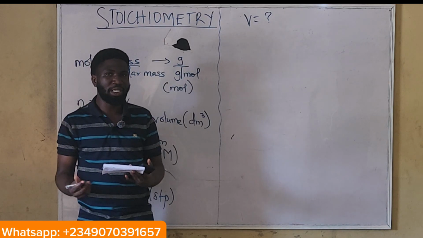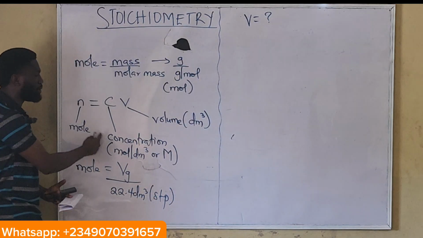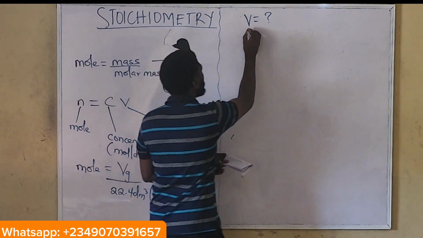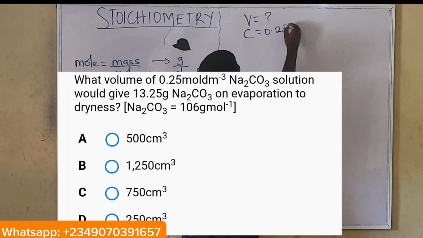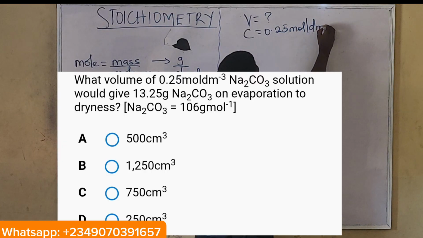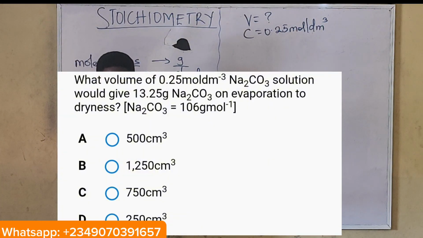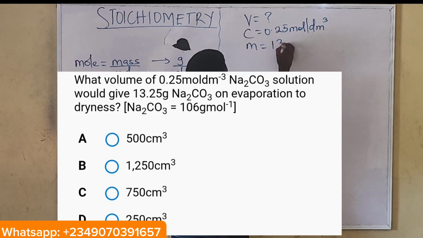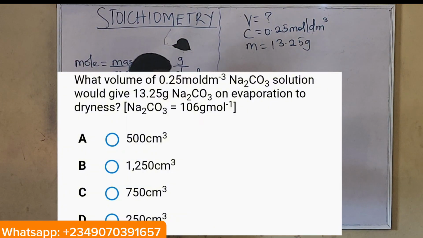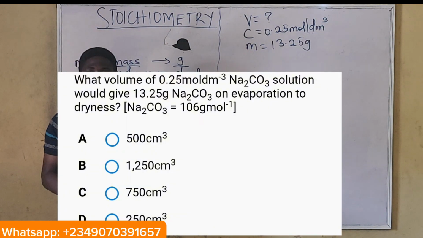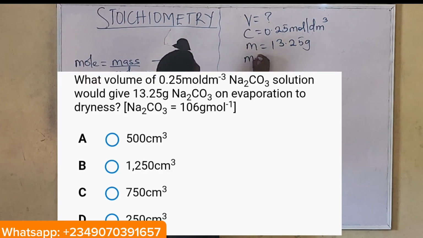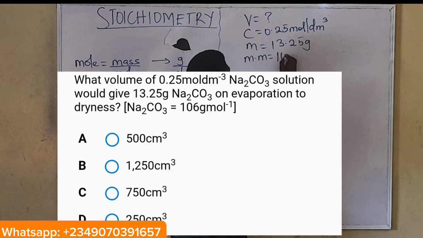That is the concentration. Remember I said earlier that concentration has its unit to be mole per dm cube. So the C there is 0.25 mole per dm cube. Now Na2CO3 solution, that sodium carbonate solution, would give 13.25 grams of Na2CO3. So we are given the mass to be 13.25 grams on evaporation to dryness, and then we are given the molar mass of the solution to be 106 gram per mole.